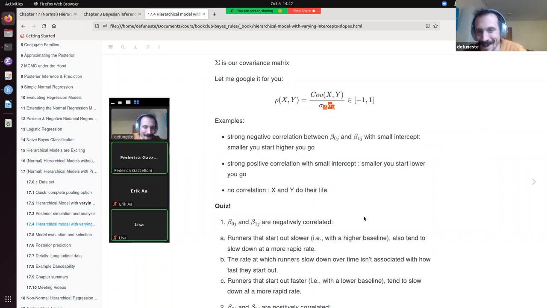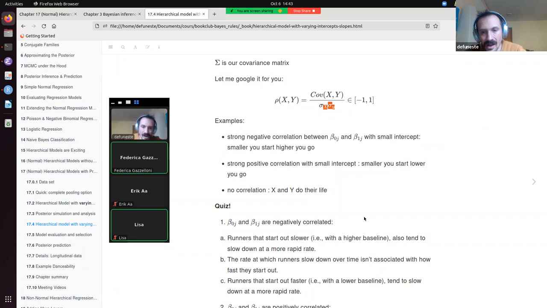No, Federica, no. They are associated by this idea. You are basically saying you have a covariance, you can replace it with correlation, non-normalized. They are negatively correlated, that means they tend to slow down at a more rapid rate. Or they tend to slow down and you said they start out slower or faster.